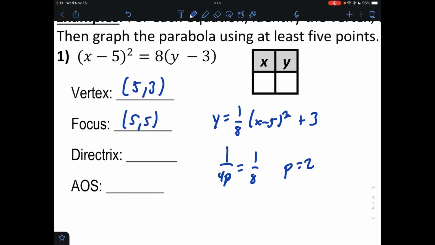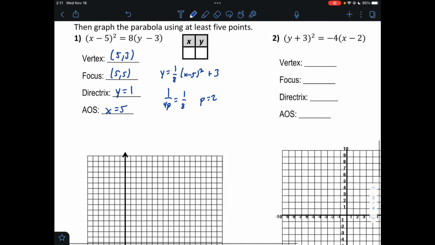And our directrix is going to be 2 down from there, but it's a line, so it's y equals 1. So we're looking at the y coordinates, 2 up for the focus, 2 down for the directrix. The axis of symmetry is just the x coordinate of the vertex. So let's plot everything we know.